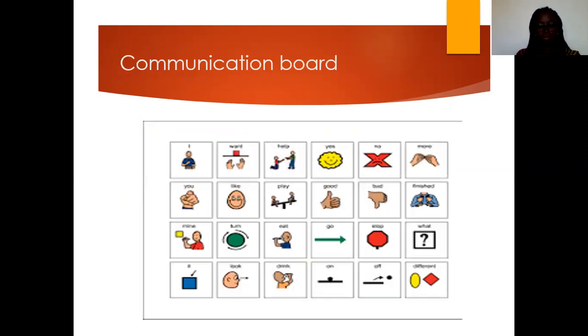You have the communication boards. With this, the child should be able to point to what he wants. So if the child is not able to point, it will be difficult for the child to use it. So you have to teach the child to be able to point. He points to what he wants.